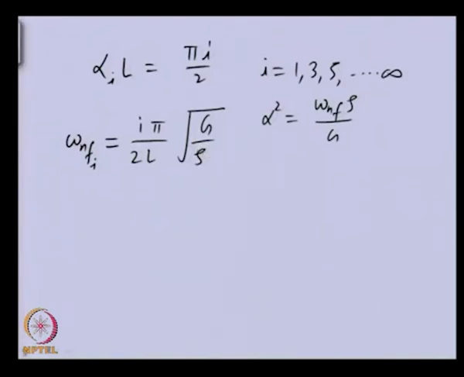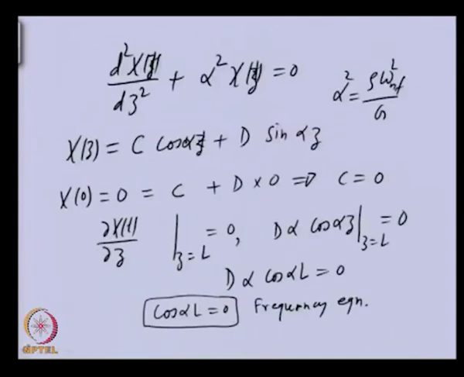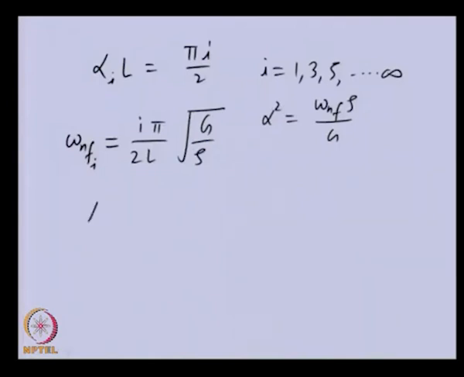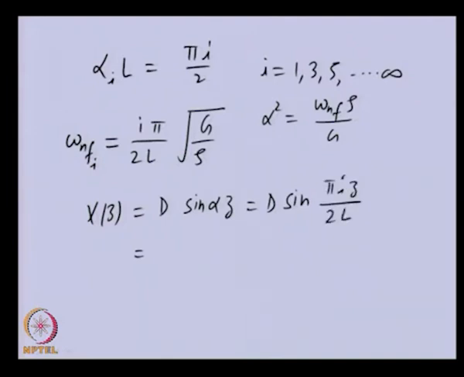Now the eigenfunction, the assumed solution we had, C is equal to 0. So the eigenfunction left is nothing but psi(z) is equal to sin(alpha z). Here some constant we can attach, and alpha is already given there. So this will be sin(i pi z by 2L). So this will be the eigenfunction.